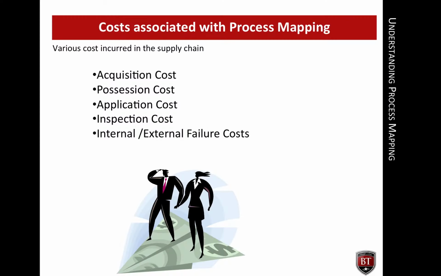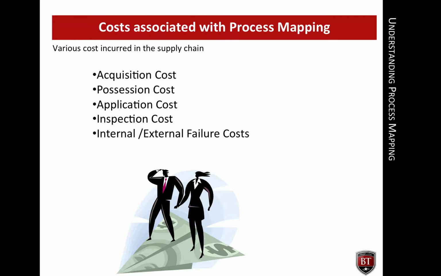The next step is to look at where the costs of the supply chain are incurred. Some of the costs are acquisition cost, which is cost incurred during the process of obtaining the necessary materials or services. Possession cost, which is cost incurred while the material is being stored and/or being used. Application cost, which is cost incurred during the manufacturing of the product or the delivery of the service.